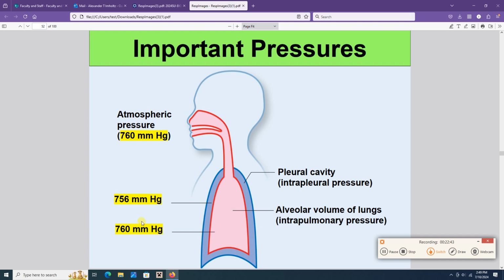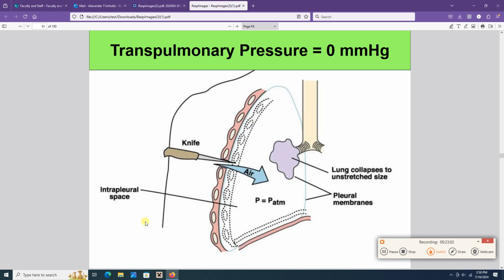Now, what I want you to notice, first of all, is that intrapleural pressure, the pressure in the pleural cavity, is less than intrapulmonary. That always has to be the case. Intrapleural always has to be less than intrapulmonary. We'll see why in a second. Here's why.